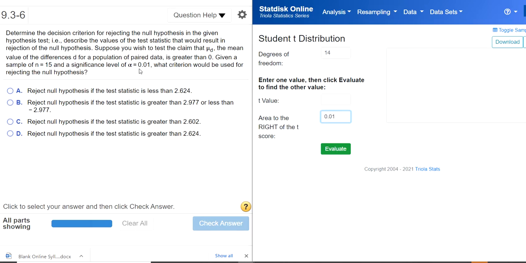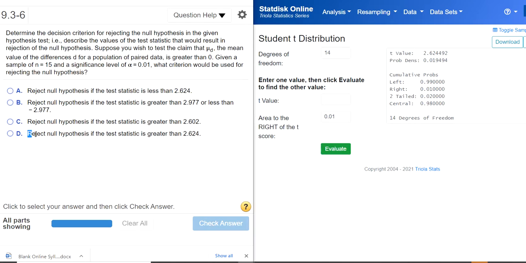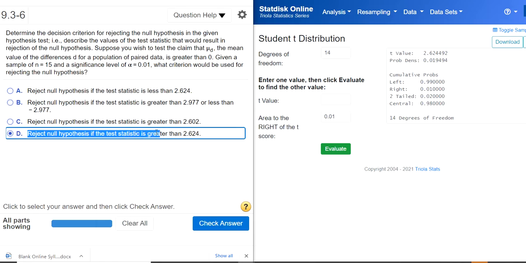We want to make sure that if we're going to say, hey, there's a difference here, it's not just because of random chance. So if you hit evaluate, there's our t-value that represents the cutoff for 0.01. It's 2.624. So we want to reject the null hypothesis if the test statistic is greater than 2.624, like I said in the beginning.